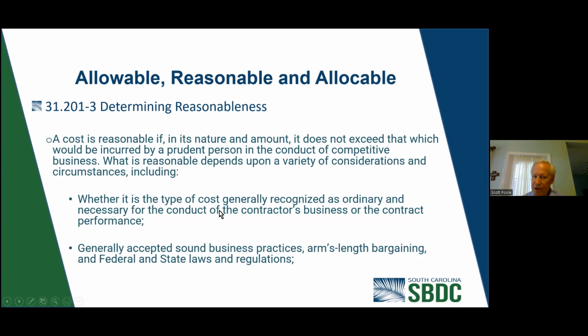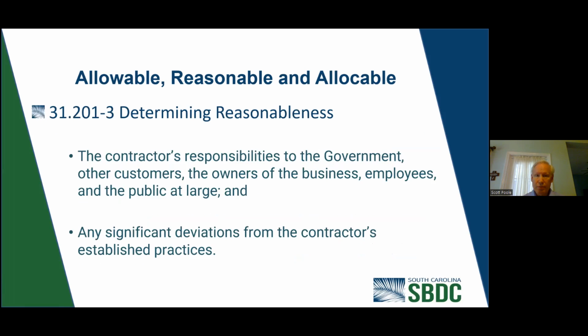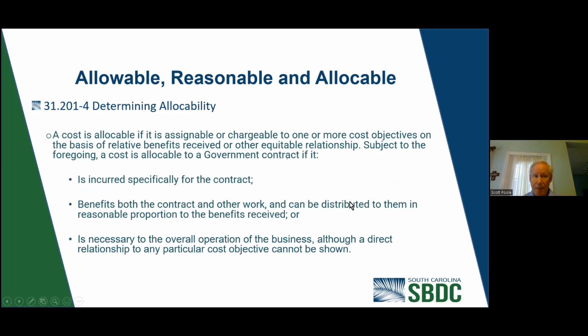You see whether it's the type of cost generally recognized as ordinary and necessary for the conduct of the contractor's business or contract performance, and whether it follows generally accepted sound business practices. You have arm's length bargaining and different state and federal regulations. Also, it's the contractor's responsibility to the government, other customers, the owners of the business, the employees, and the public at large. And finally, it looks at any significant deviations from the contractor's established practices.